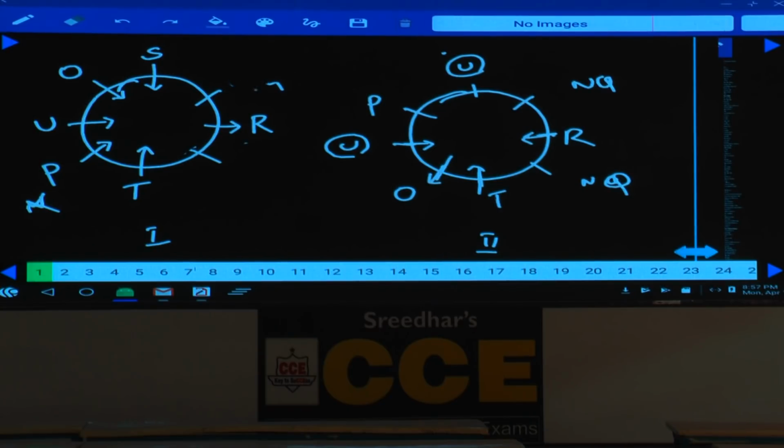And Q is in between S and R. Hence Q is here. As Q is here, N will be here. And this N sits second to the left of Q. And Q must be towards the center. Are you following this one or not?